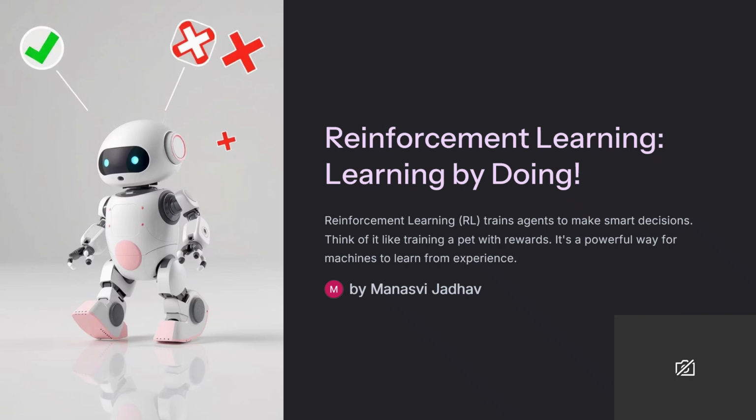Reinforcement learning is a method used in artificial intelligence where machines or computers learn how to make decisions just like humans or animals do, by trying things out and learning from what happens next. So let's begin our journey into the world of learning by doing.